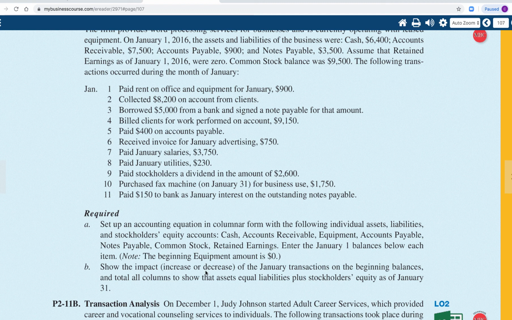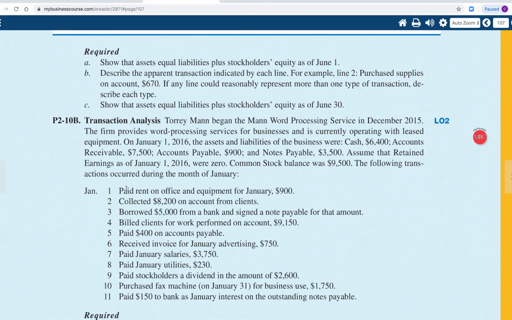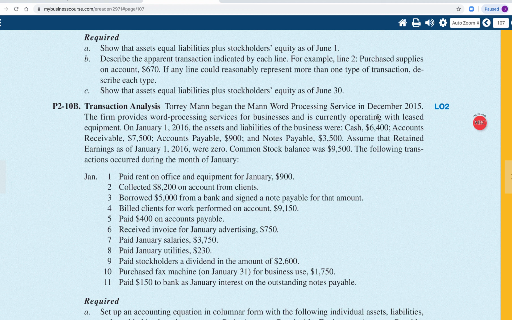Show the impact of an increase or decrease. Well, by debiting or crediting, you're going to show, does it increase or does it decrease, okay? So we're not going to use this format per se. We're going to get right into our debits and credits because at the end of the day, that's what we need to know, okay? So what I'm going to do is I'm going to go ahead and start plugging this information into the spreadsheet, right?